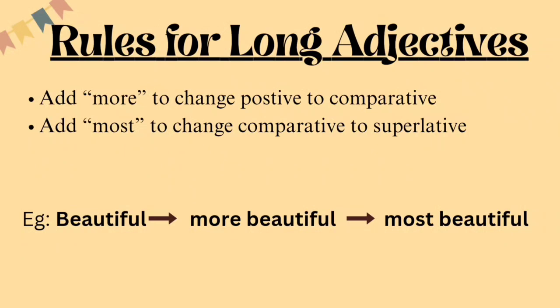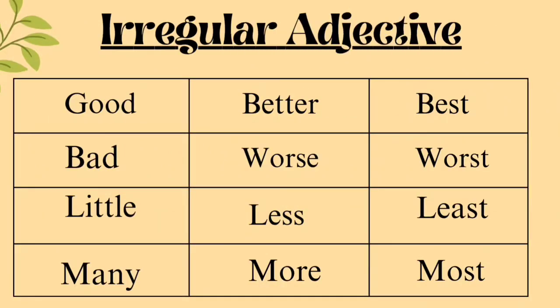Now the third type of adjectives is irregular adjective. It do not follow any particular rules. So we need to remember those conversions. Good, better, best. Here, good is the positive degree, better is the comparative, and best is the superlative degree.